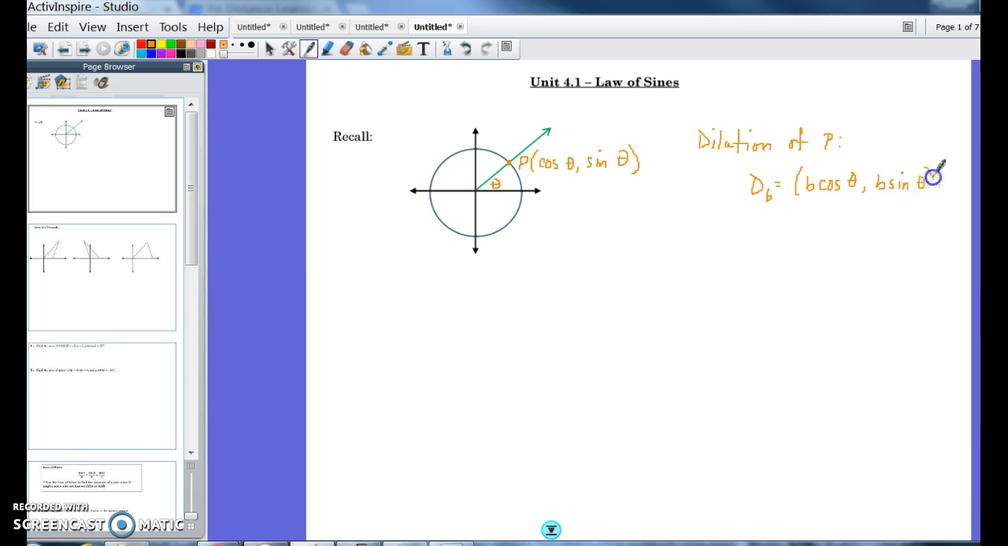So, for example, this would normally be a radius of 1. So if P was 3 units away from the origin, then this would be 3 cosine theta, 3 sine theta. So that's the idea behind that. And that's actually going to help us out when we are determining the area formulas for a triangle.